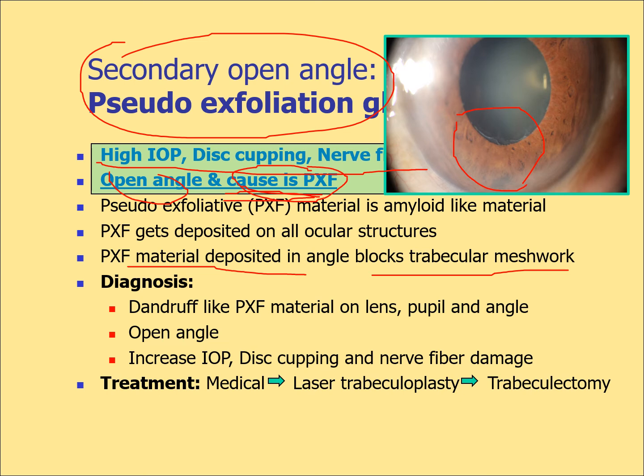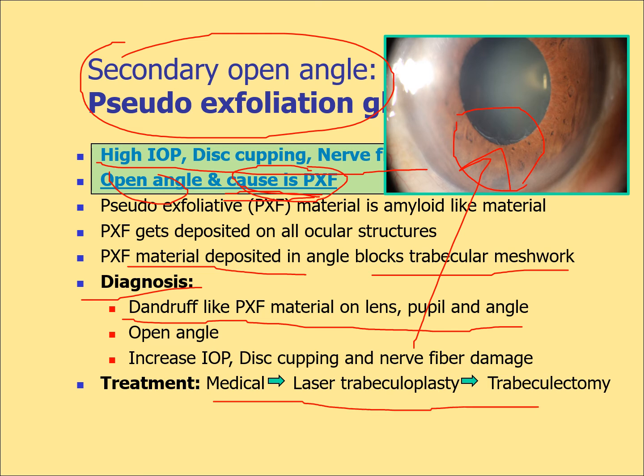Diagnosis is high intraocular pressure, disc cupping, nerve fiber damage, plus you see the dandruff-like pseudo-exfoliation material on the lens, pupil and angle, like you can see it here. And the treatment is the same: medical treatment, laser trabeculoplasty and trabeculectomy. We move on to the next type of secondary open-angle glaucoma.